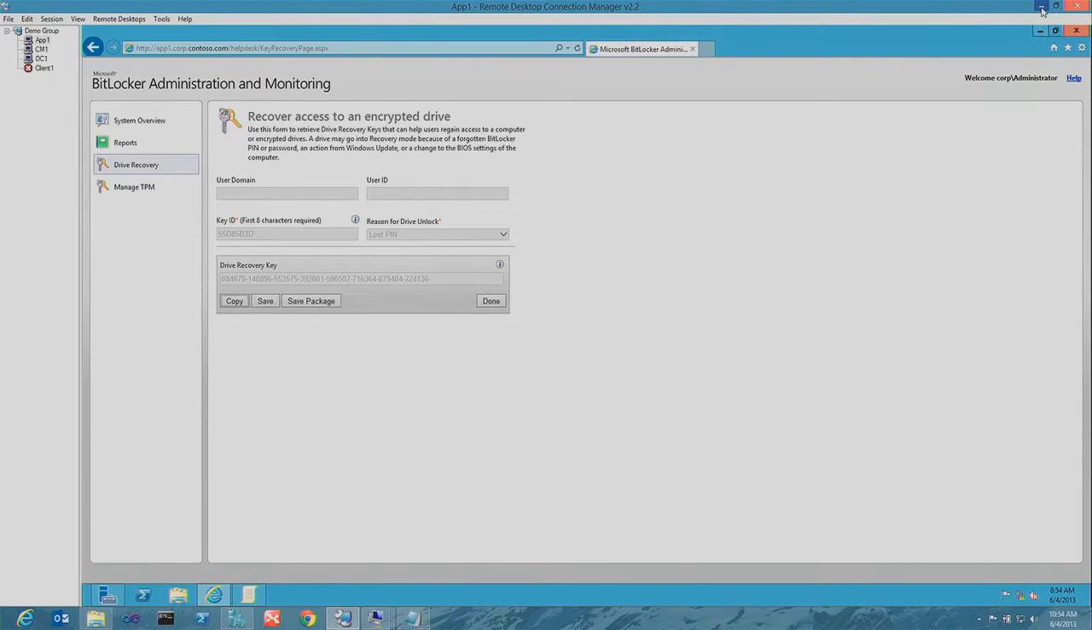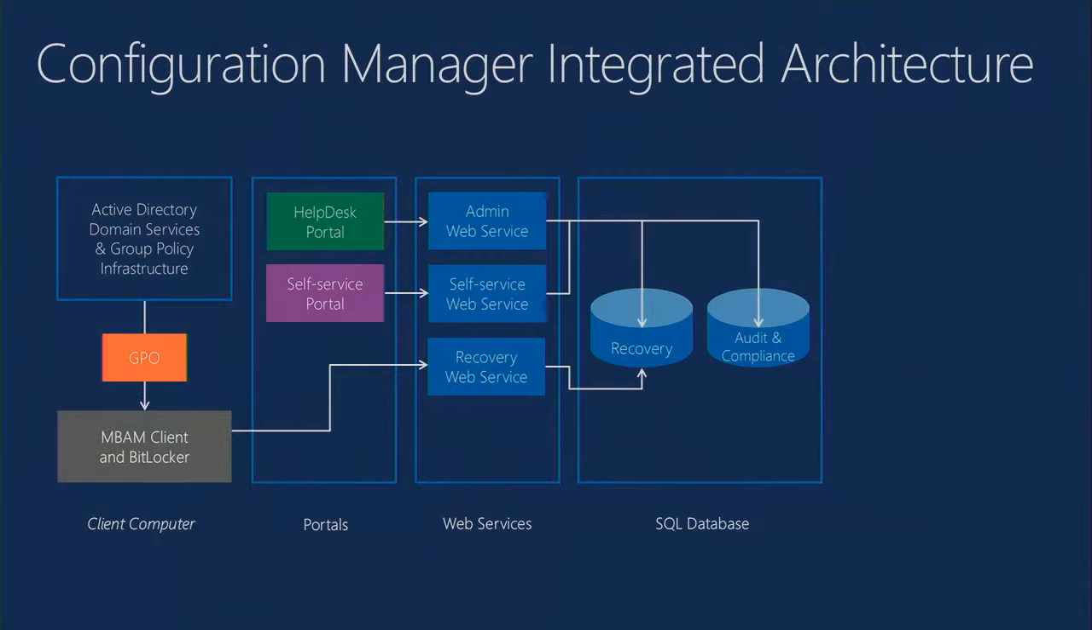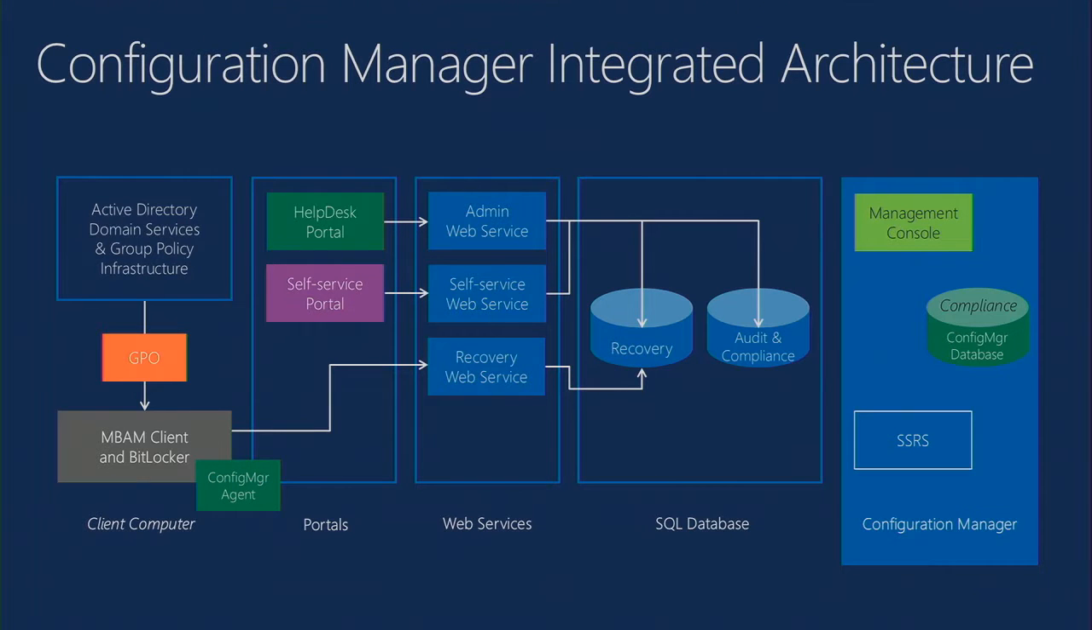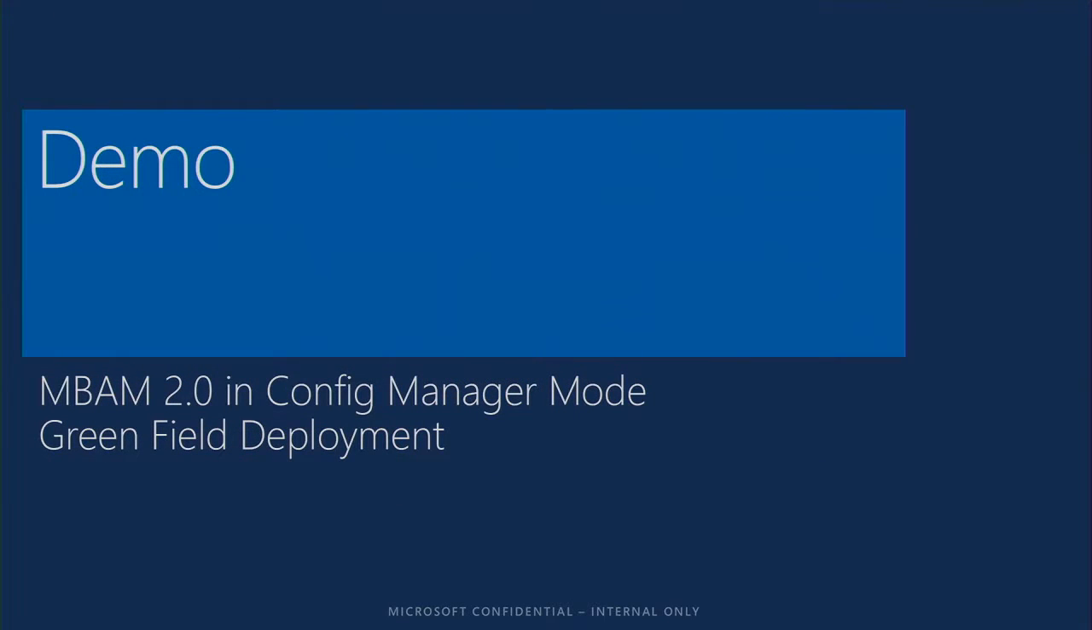So let's go back and talk about the Configuration Manager mode. This is a very similar diagram to the one I showed you for the standalone. The difference here is that we have a new box for Configuration Manager, and we have a new client component, which is the config manager agent. All that does is feed the compliance data to the CM database. Everything else is pretty much the same. You still have the same web services in the middle. The difference here is also the management console, which reads the compliance data and will show you the reports. So let's look at CM and see how different that looks.